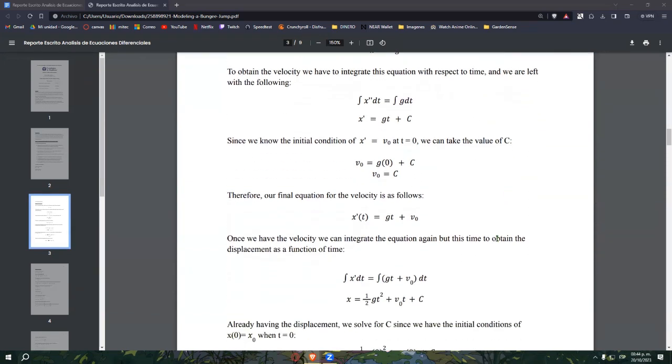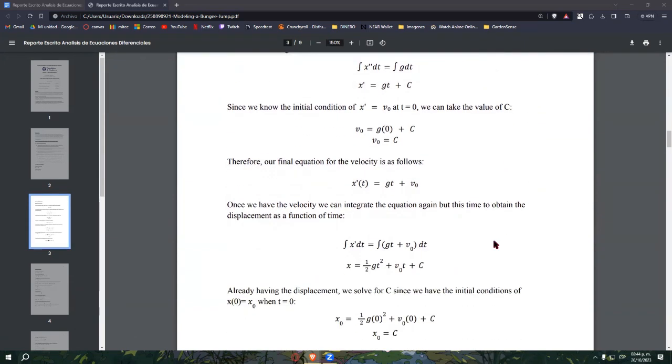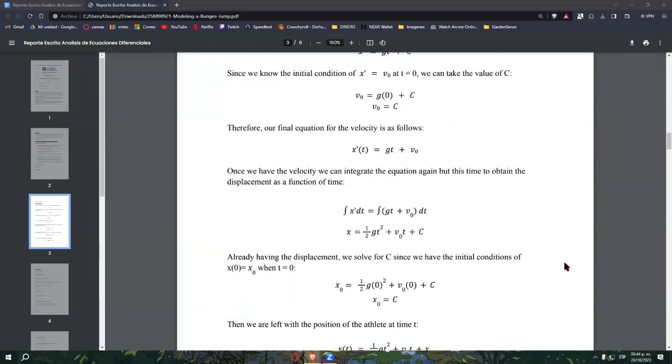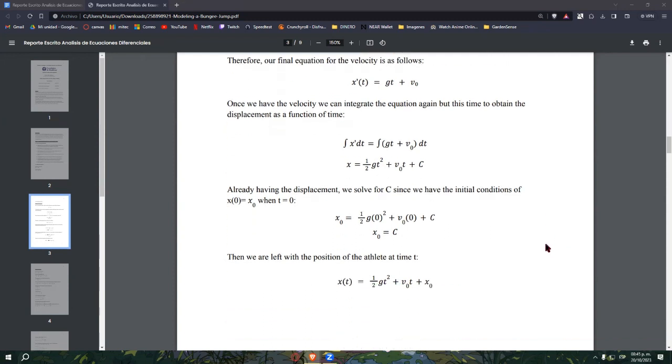Once we have the velocity, we can integrate this equation again in order to obtain the displacement or the position. So we take the integration with respect to time, and we get that the displacement is equal to 1/2 gt squared plus v sub 0 times t plus c. And we do the same in order to find c. We use our initial values, which is in this case that when time equals 0, then the position is equal to the initial position. So we substitute and we get that c is equal to the initial position. And we are left that the position of the athlete at time t is equal to 1/2 gt squared plus v0 times t plus the initial position.